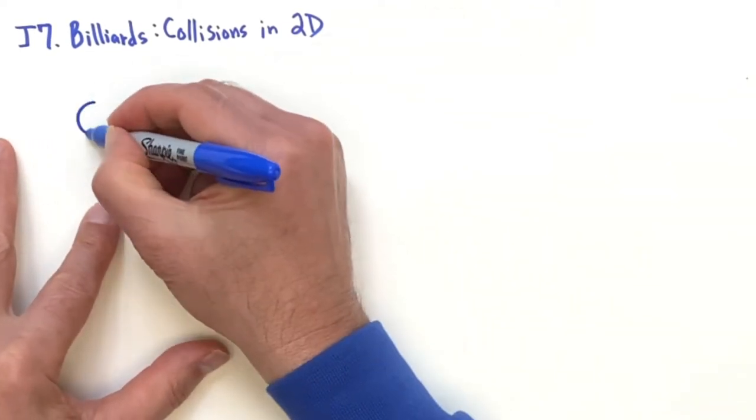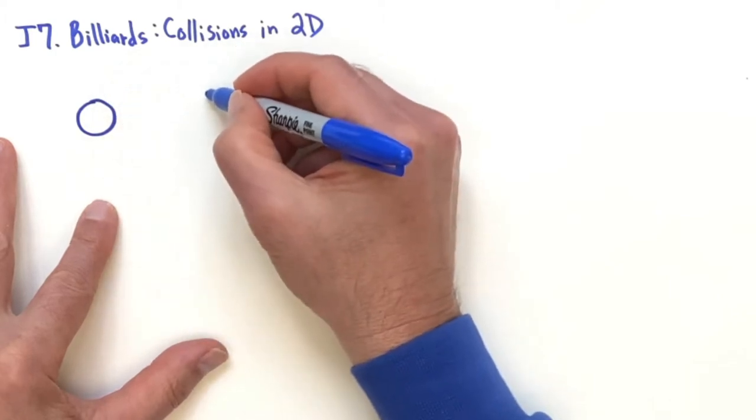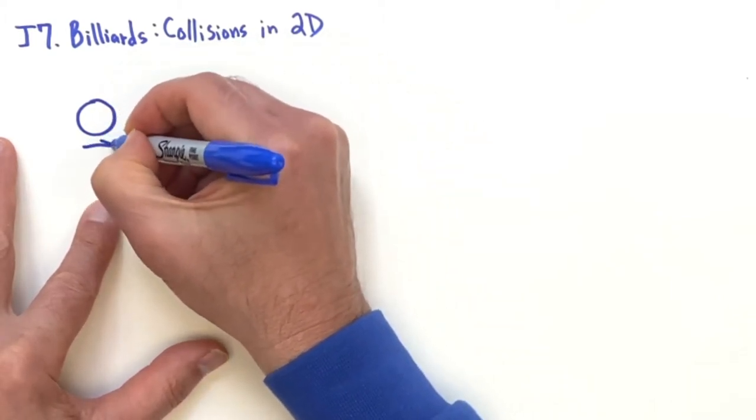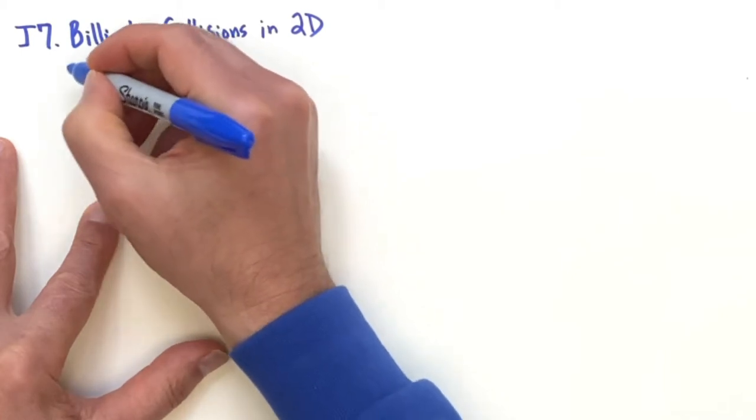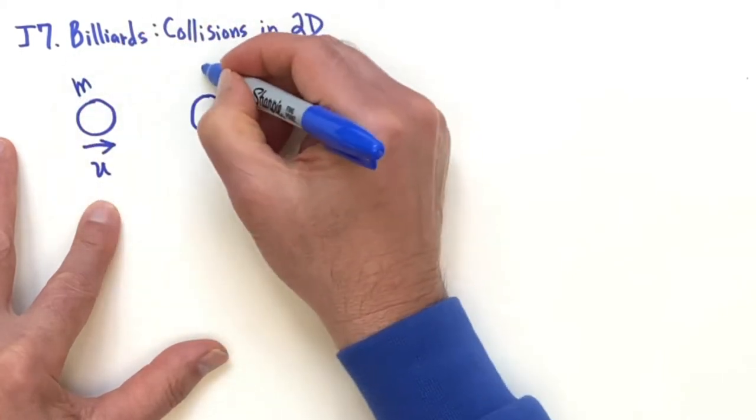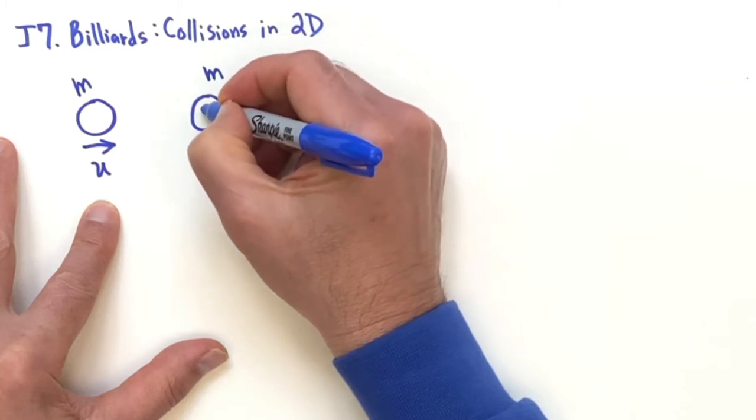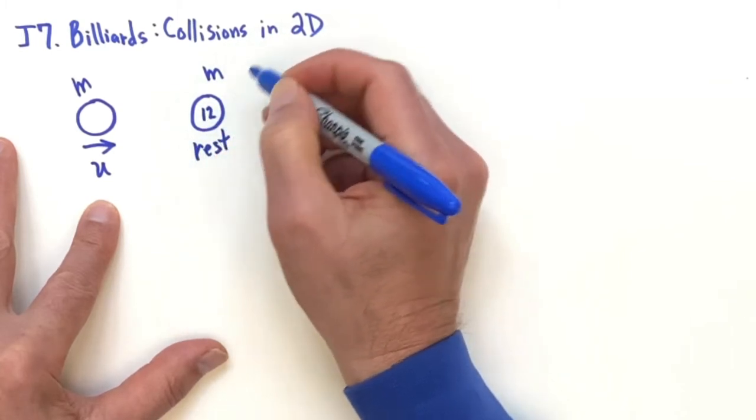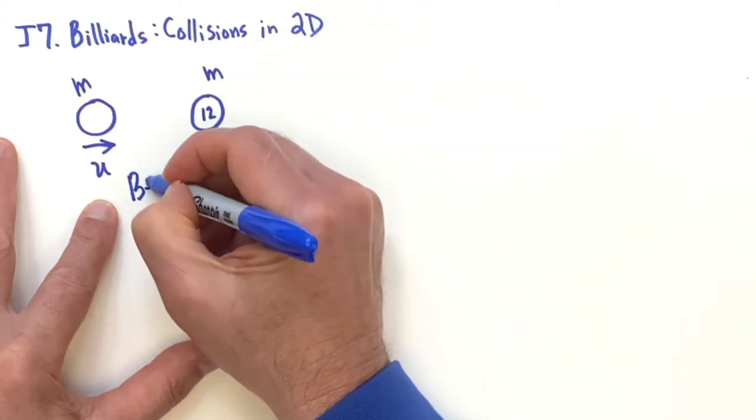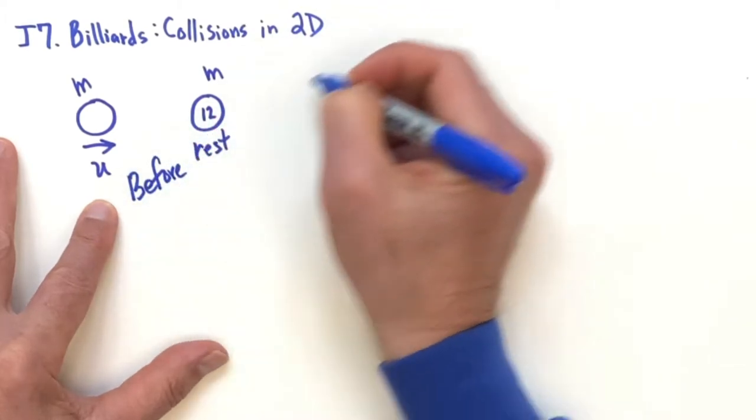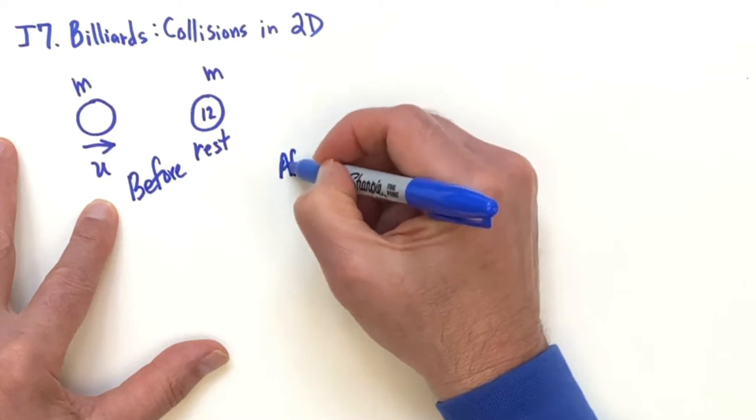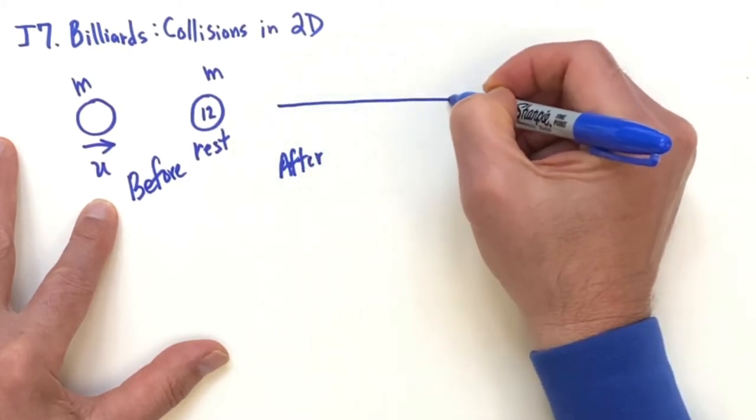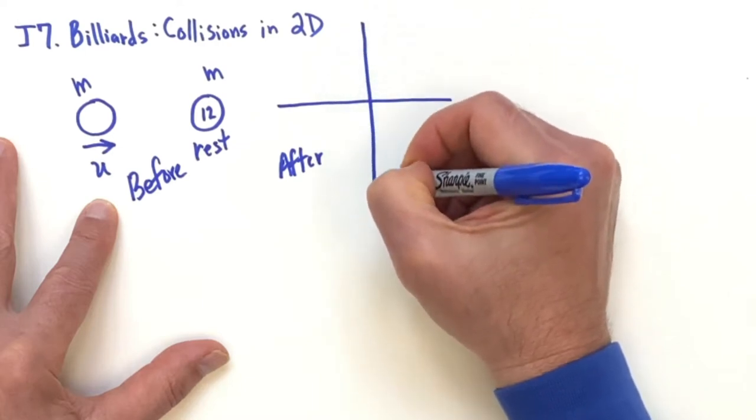So let's go ahead and draw the two balls here. And this one's traveling at U, mass M, mass M. This is the 12 ball, and this one's at rest. So this is before, and then after the collision, let's go ahead and put down X and Y axes here.